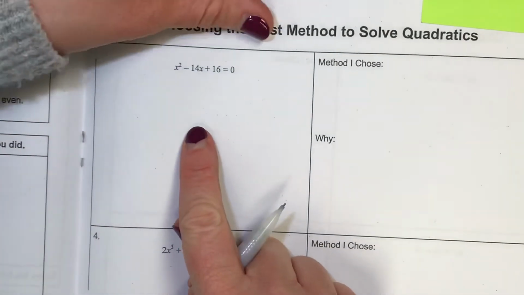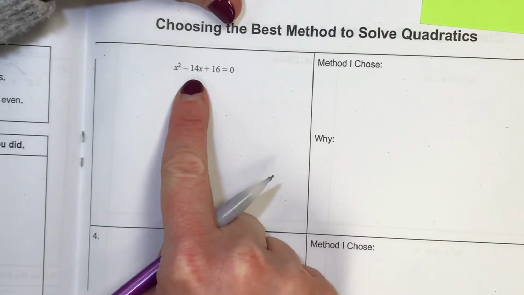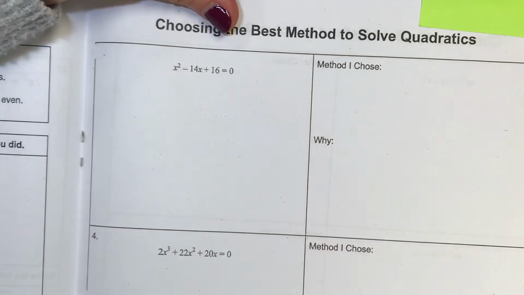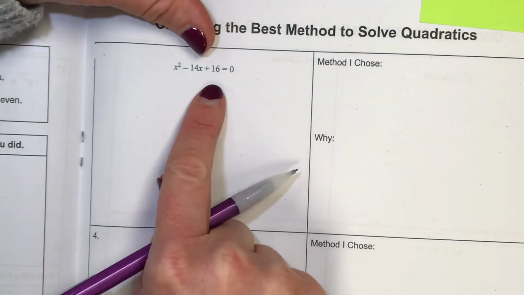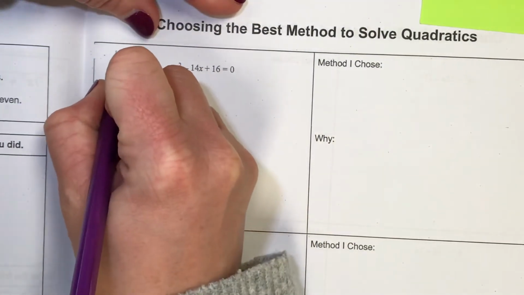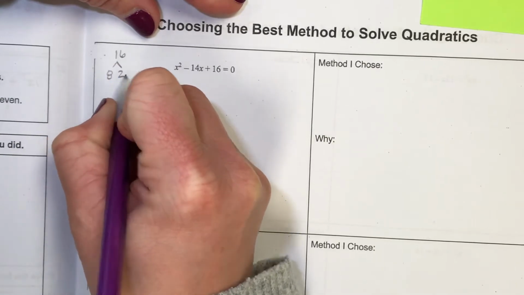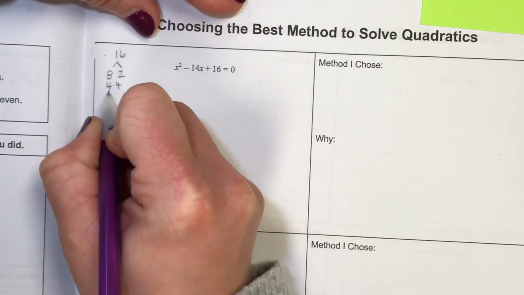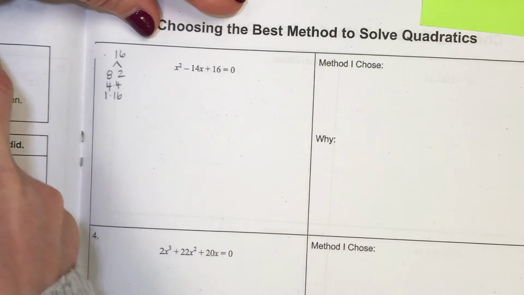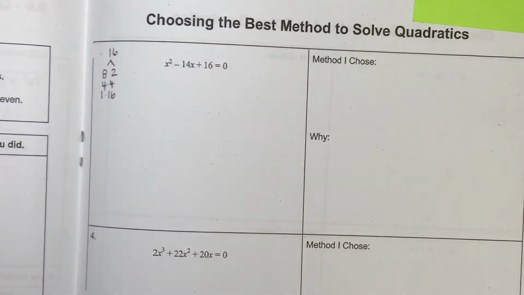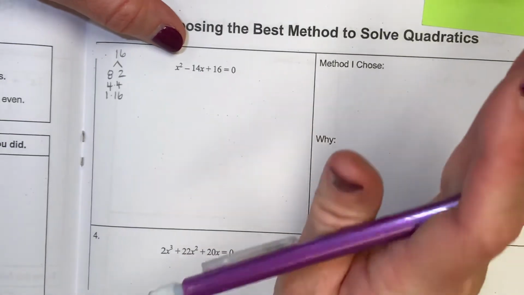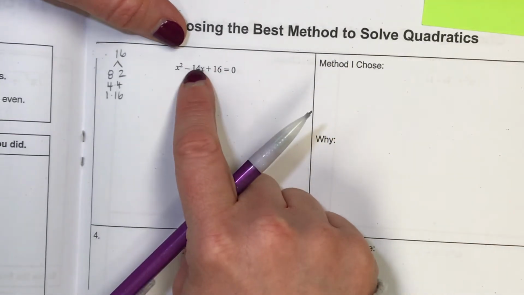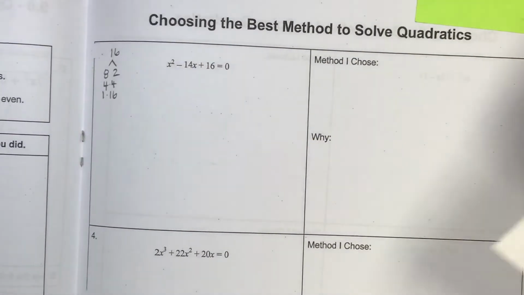So here I have x squared minus 14x plus 16. And I'm noticing that factoring looks like it'd be kind of hard, because I'm thinking of what numbers multiply to make 16: an 8 and a 2, a 4 and a 4, 1 and a 16, none of which, in my opinion, will combine to make 14. And so that's going to be a little too challenging. So not factoring. My middle term is not missing, so I'm not going to be able to do square root.